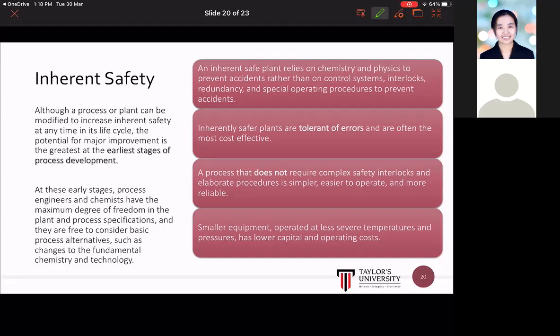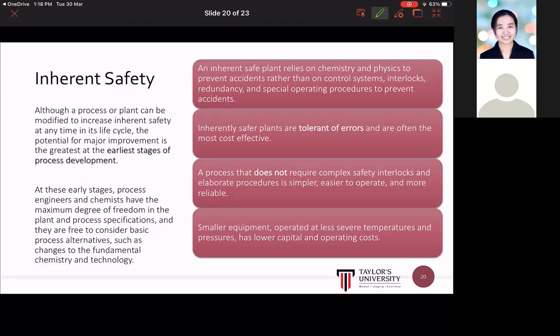So when we talk about inherent safety, we are not talking about control system. We are not talking about redundancy. We are not talking about interlocks and all that, but we are talking about the nature of the process itself, the very essence of the process. Like what I mentioned, oh, this chemical is toxic, I change the chemical. So you completely eliminate the toxicities completely.